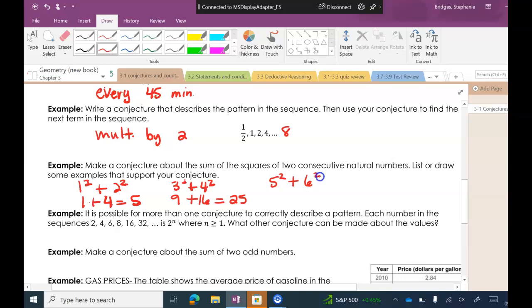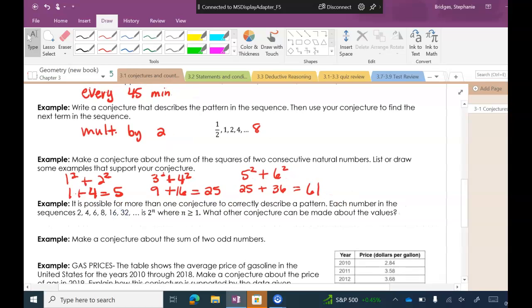So 5 squared plus 6 squared. That's going to be 25 plus 36. Add those together, you get 61. Is 61 also an odd number? Yeah. So based off of these 3 examples that we did, what could we guess about the sum of the squares of consecutive numbers? What kind of numbers would it result in? Odd. Okay, so you would just write the answer is odd, or something along those lines.